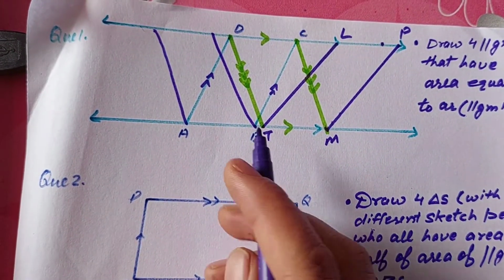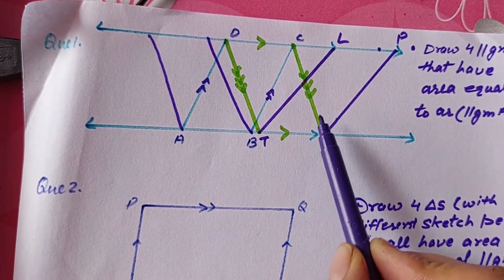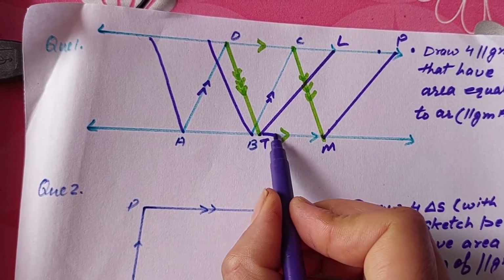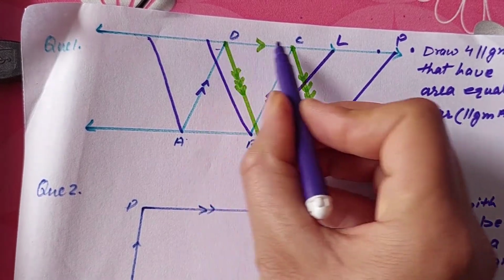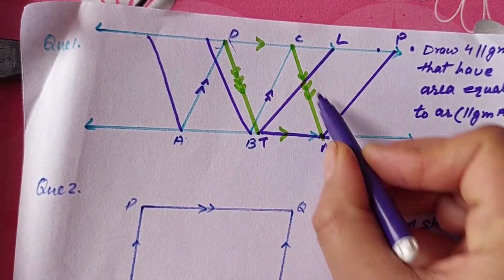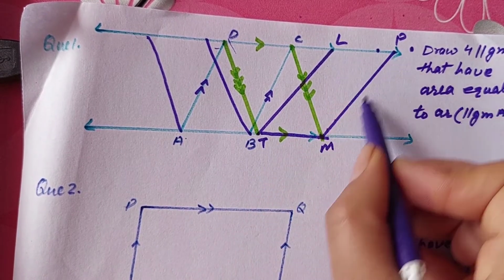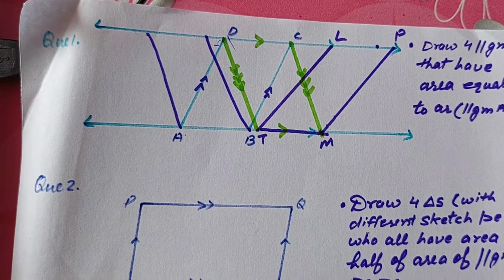So what do you have to keep in mind? The bases must be the same. Here the base of this green one, or you can say this purple one, is TM. And is TM equal to AB? Yes, because TM is equal to DC, because this green one is a parallelogram and DC is equal to AB. That's why the area of this parallelogram will also be equal to this ABCD.